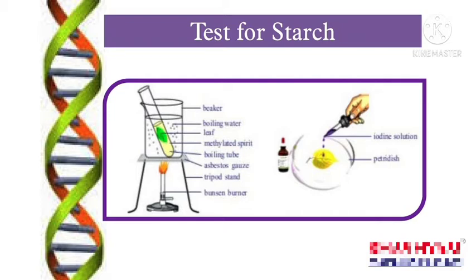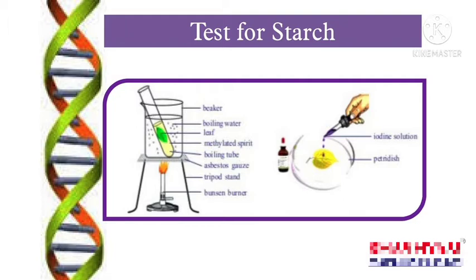I repeat again, look at the picture, children. Take a beaker, pour water up to 3/4 of its level. Take a glass tube, pour methylated spirit into it and insert a fresh green leaf. Place the glass tube in the beaker of water on the tripod stand and boil it. After some time, what do you observe? We observe the color of the leaf is lost. The green leaf has become pale, colorless, right? That is what we observed.